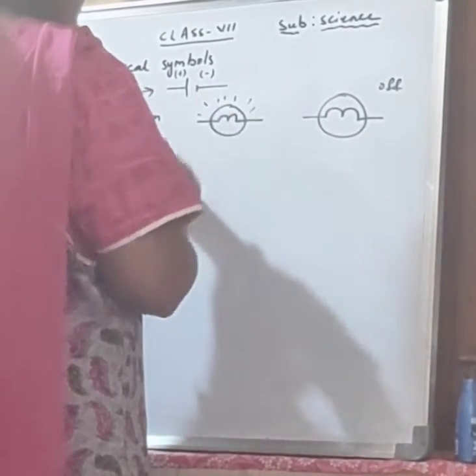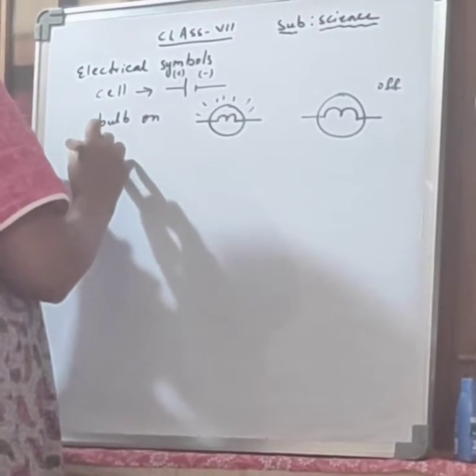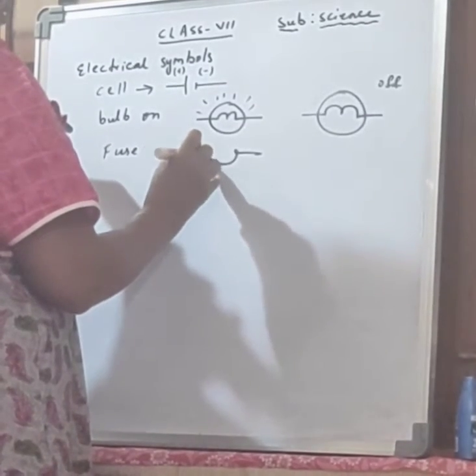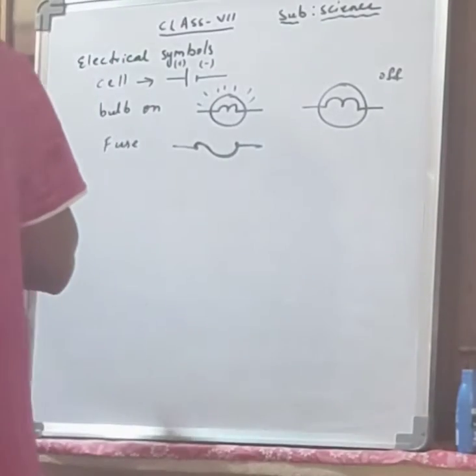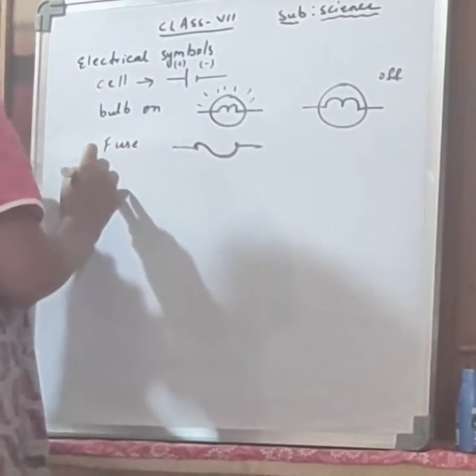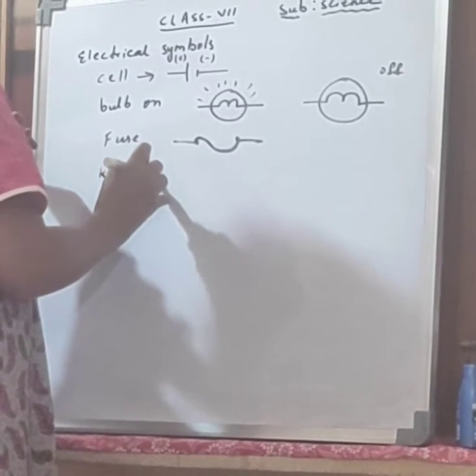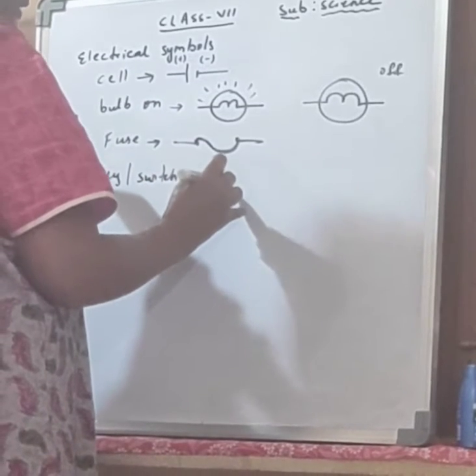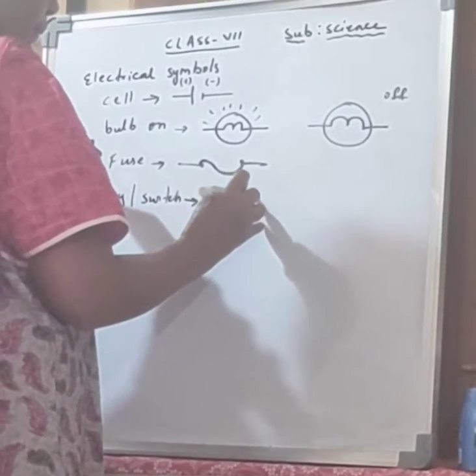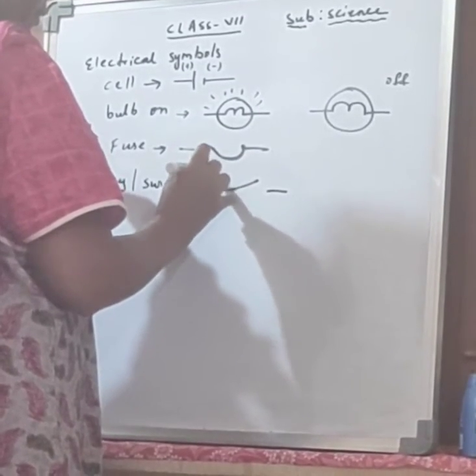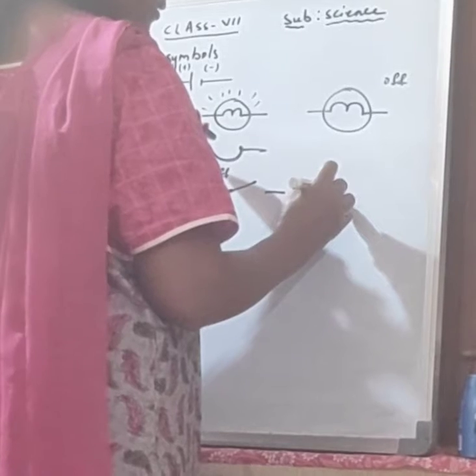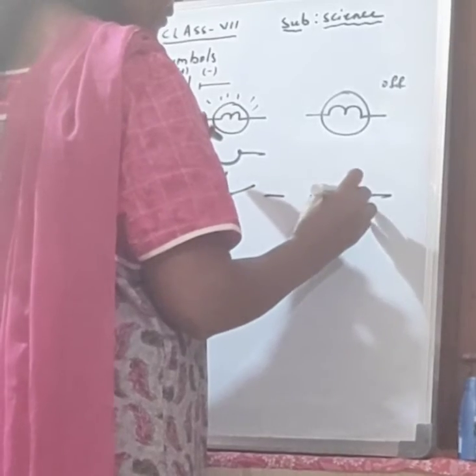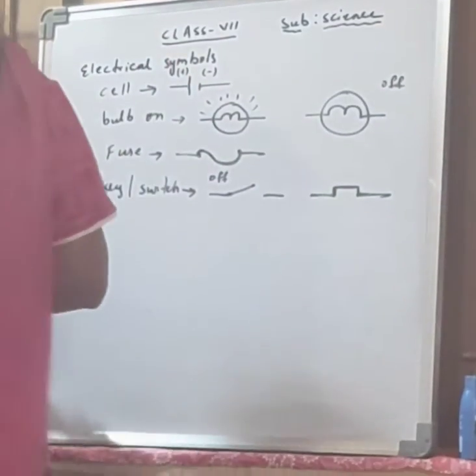Understood? Next, fuse. The fuse symbol is like this. Okay. Next, key or switch. The key or switch symbol is like this. This is off. Okay, and this is on. Connection is completed, circuit is completed. Okay, on, off.